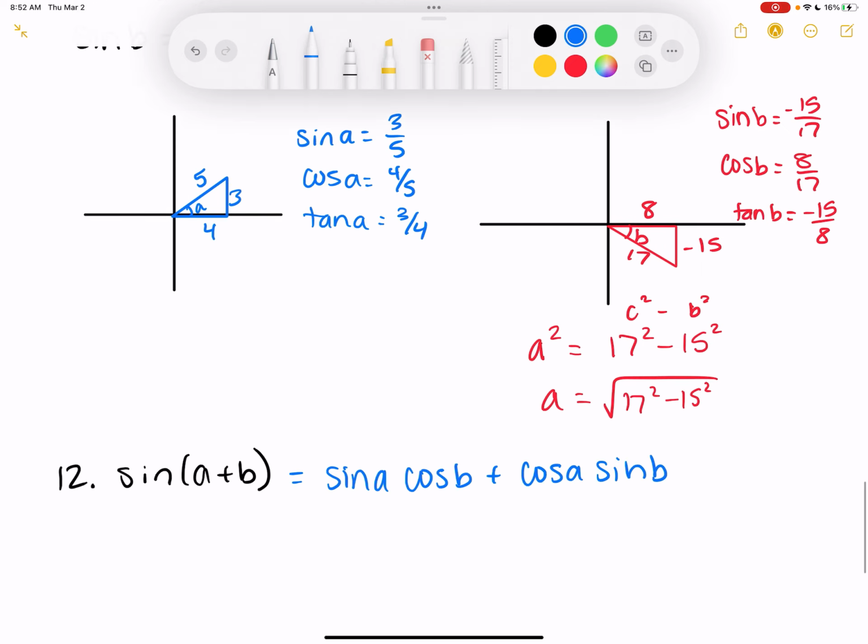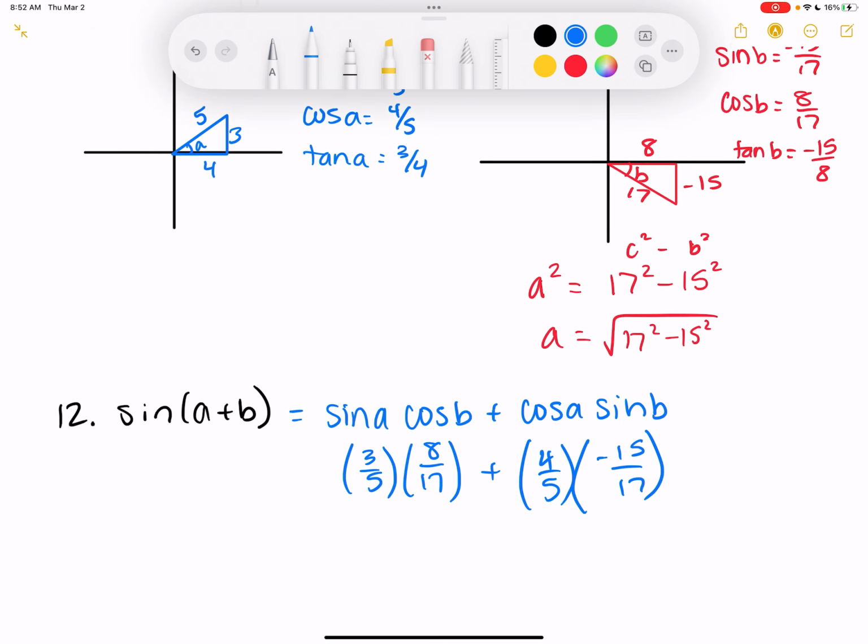So then all we do now is plug in this information. Sine A is 3 over 5. Cosine B is 4 over 5 plus cosine, or wait, nope, cosine B is not that. Cosine B is 8 over 17. Look at two sets of information. Cosine of A is 4 over 5. Sine of B is negative 15 over 17.